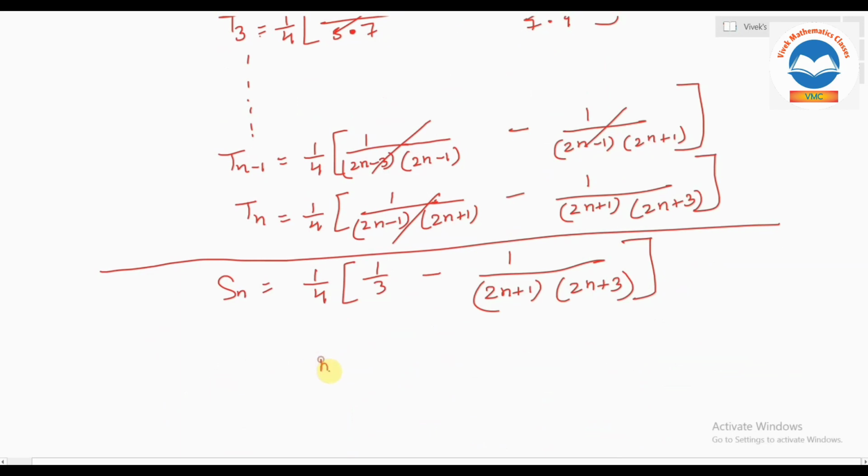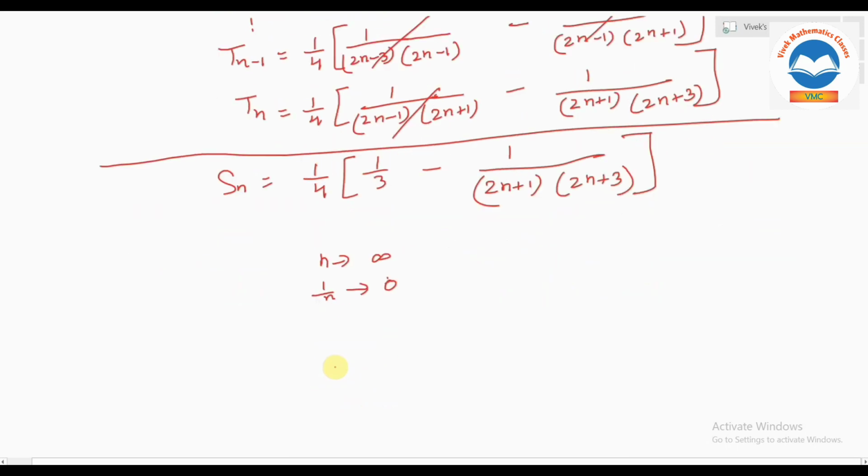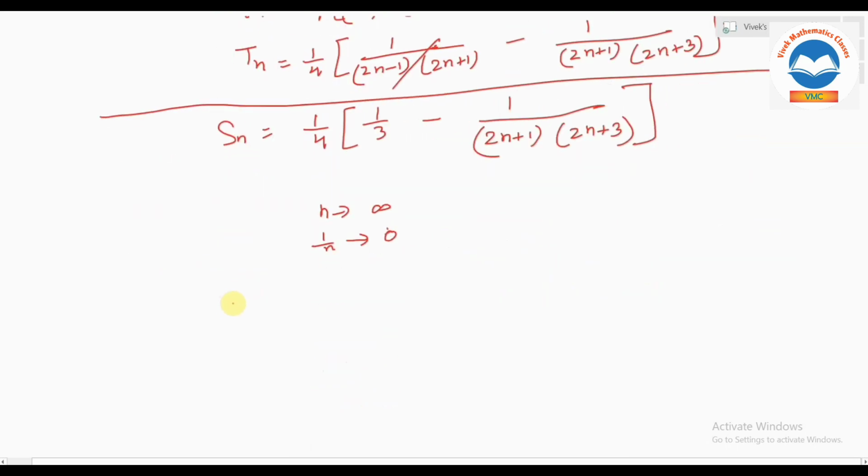Already we know if n will be tending towards infinity, what about 1 by n? It will be tending towards 0. It means 1 by 2n plus 1 also will be tending towards 0. 1 by 2n plus 3 also will be tending towards 0. So what will be your S infinity? S infinity will be 1 by 4 into 1 by 3 minus 0. So this will be equal to 1 by 12.